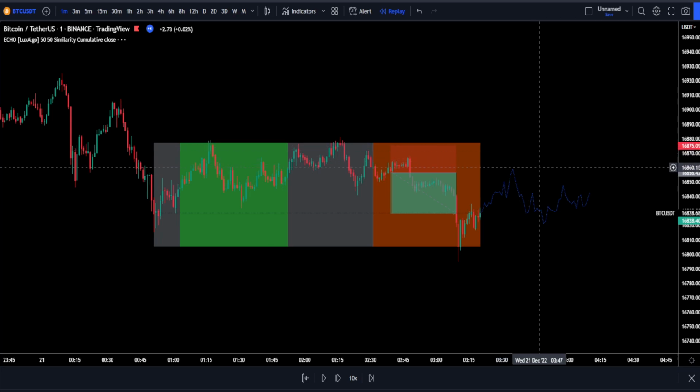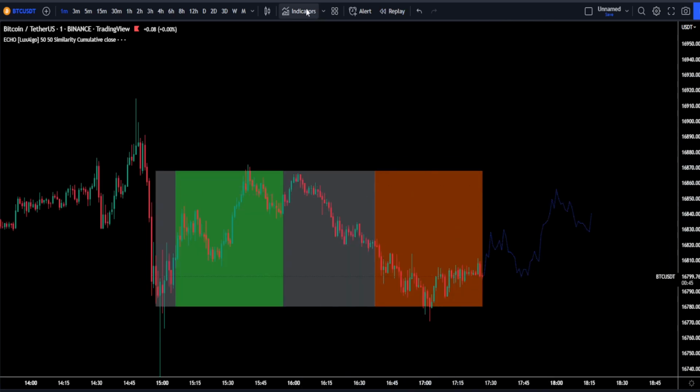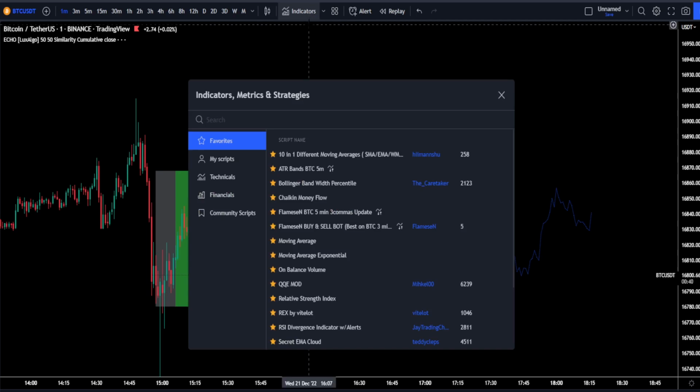This is confirmed by the fact that the indicator also provides a lot of false signals when we use it on its own. So let's head over to our indicators tab and add another indicator to the chart to make this strategy even more profitable.